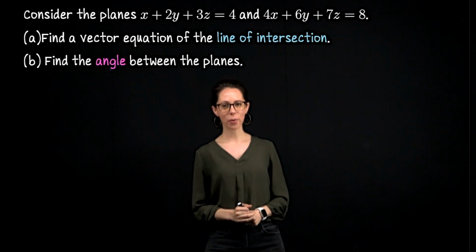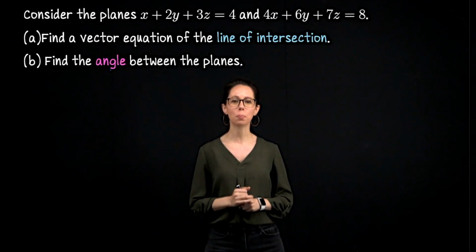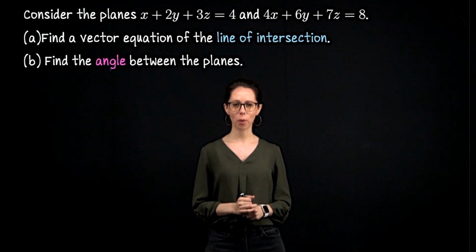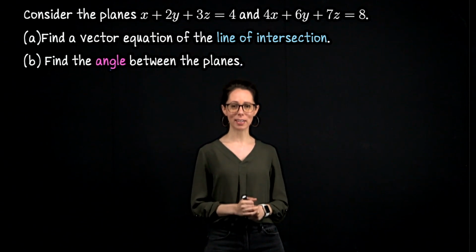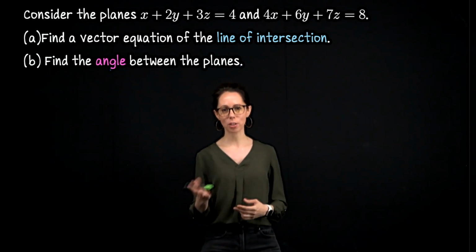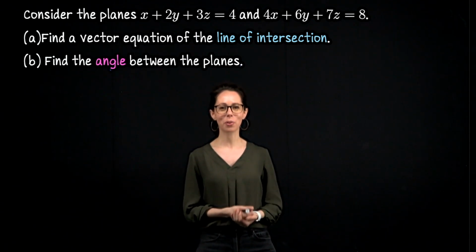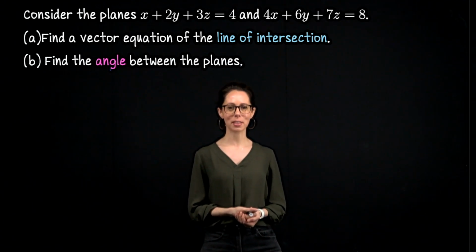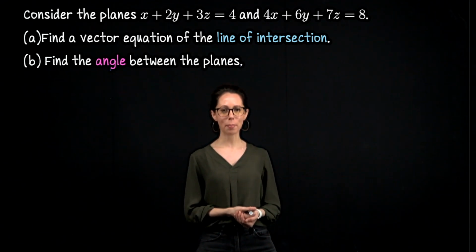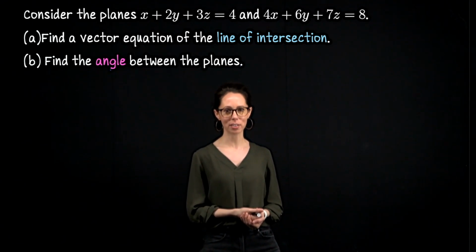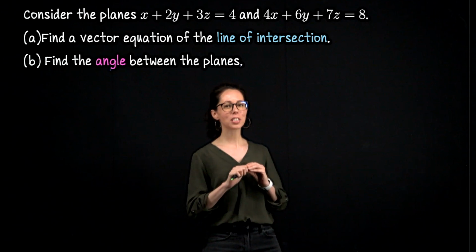In this exercise, I would like for us to look at the intersection of two planes, the plane x plus 2y plus 3z equals 4, and 4x plus 6y plus 7z equals 8. So the first thing we're going to do is sketch a picture of these planes, or at least we'll give a diagram for what it looks like when two planes intersect. Then we will describe their line of intersection, and we will wrap up this exercise by finding their angle of intersection.